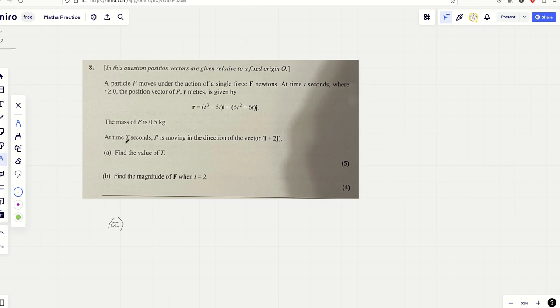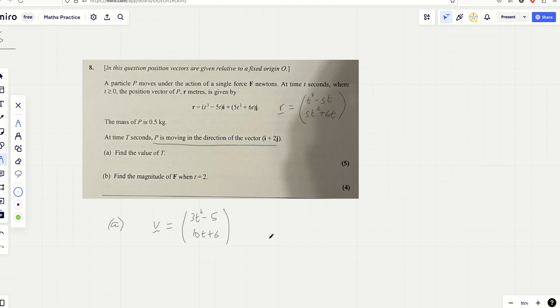First thing we're told is at time t seconds, p is moving in direction of that vector. Yeah. Now, whenever it tells you the direction it's moving in, that's about the velocity. Velocity tells you what direction it's moving in. So let's differentiate it. Now, straight away, I would see this as t cubed minus 5t and 5t squared plus 6t. Yeah. And so my velocity vector is just going to be that differentiated, which is 3t squared minus 5 and 10t plus 6.